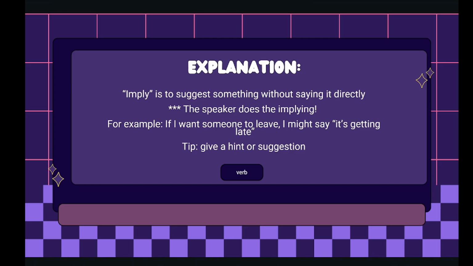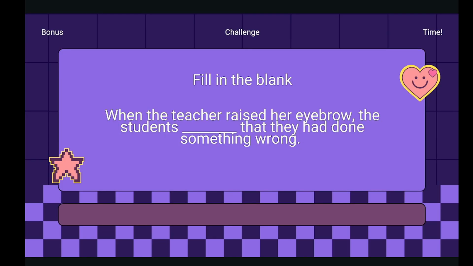Because we're going to have some bonus challenges. So we're going to have 2 bonus challenges for you today, and the first bonus challenge is a fill in the blank. So when the teacher raised her eyebrow, the students blank that they had done something wrong. And remember, you have to think, is the speaker doing something, or is the listener and reader doing something? All right, you have 5, 4, 3, 2, 1. So the answer is inferred. When the teacher raised her eyebrow, the students inferred that they had done something wrong. Okay, because she did her action, but the students are the ones that are interpreting the action.